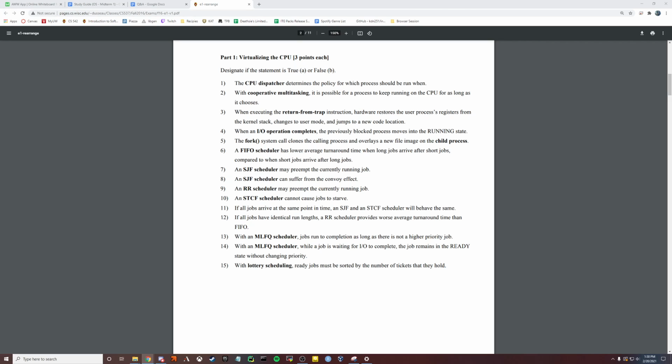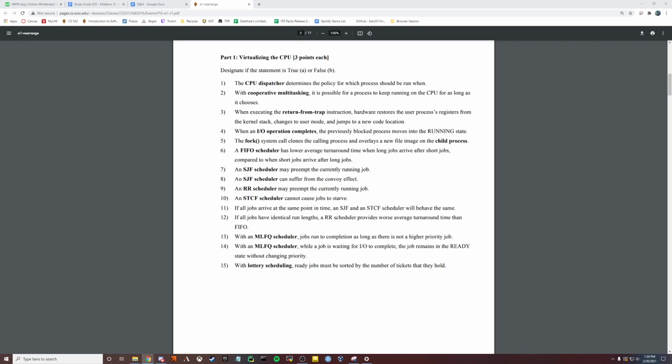This is true. An STCF scheduler cannot cause jobs to starve. This is false. Long jobs can starve if shorter jobs keep arriving. I think we said that, yeah.